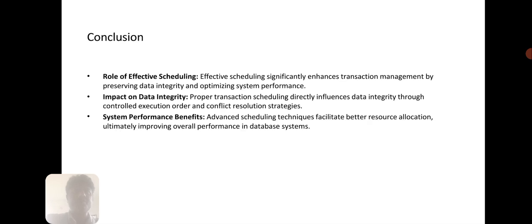The conclusion: the role of effective scheduling and its impact on data integrity and system performance benefits. Effective scheduling significantly enhances transaction management by preserving data integrity and optimizing system performance. On the impact on data integrity, proper transaction scheduling directly influences data integrity through control of the execution order and conflict resolution strategies. As for system performance benefits, advanced scheduling techniques facilitate better resource allocation and ultimately improve overall performance in database systems. Thank you.